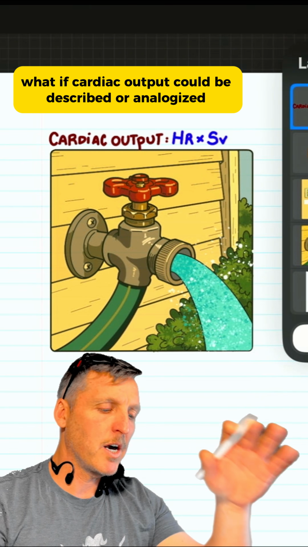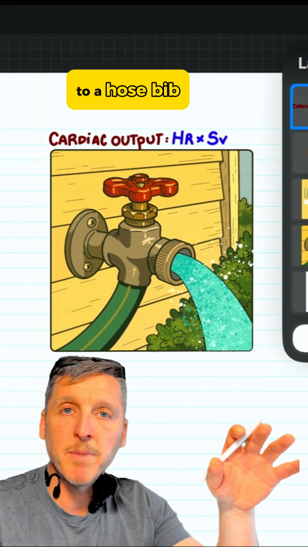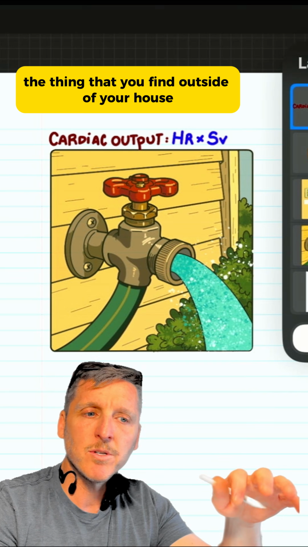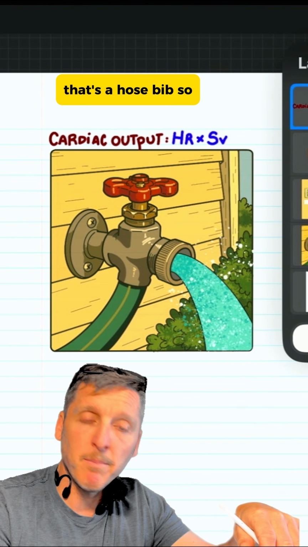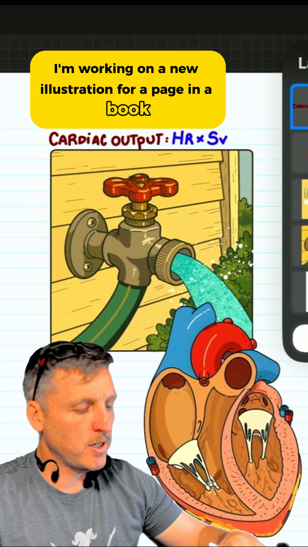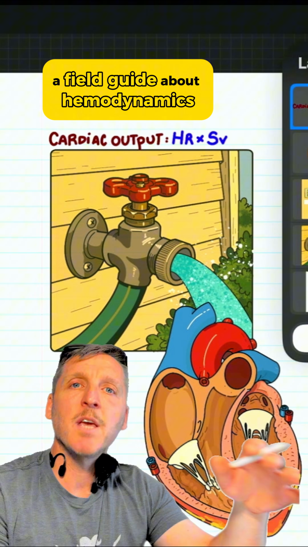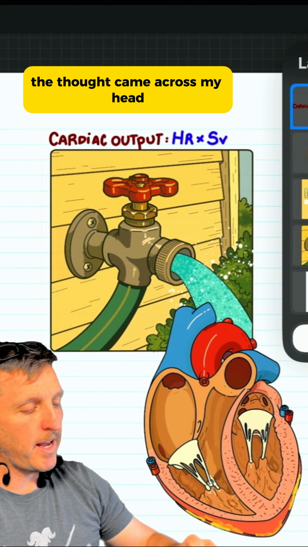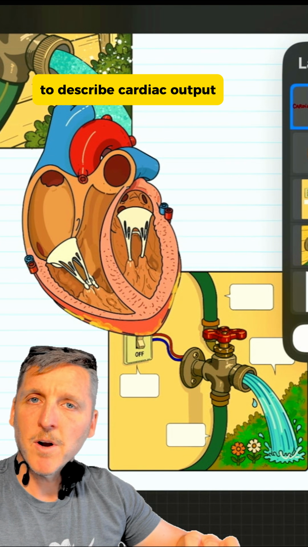What if cardiac output could be described or analogized to a hose bib? The thing that you find outside of your house. You connect the hose to it, you turn it on, water starts spraying out. That's a hose bib. So I'm working on a new illustration for a page in a book, a field guide about hemodynamics. And the thought came across my head was to equate the human heart to a hose bib to describe stroke volume, to describe cardiac output.